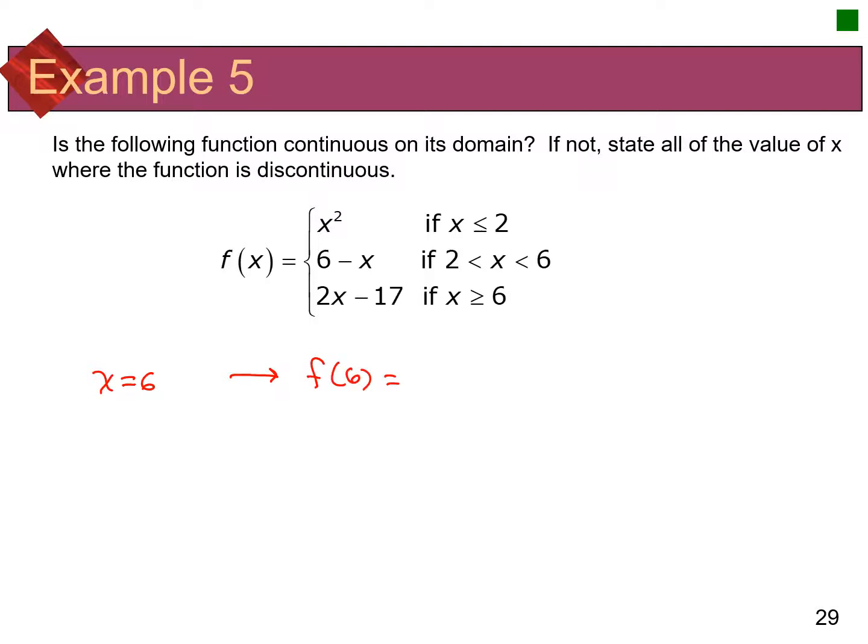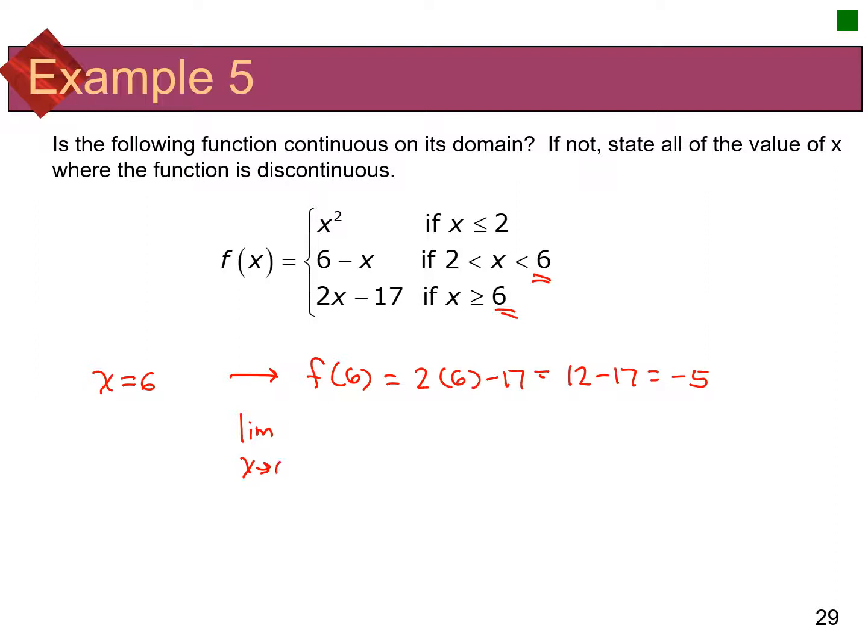Well, if I follow this function here, I'm going to be using the formula 2 times 6 minus 17, which is 12 minus 17, which is negative 5. So f of 6 does exist, so we're good there. But again, since we go from one formula to the next at 6, I wanted to see if the limit would exist.